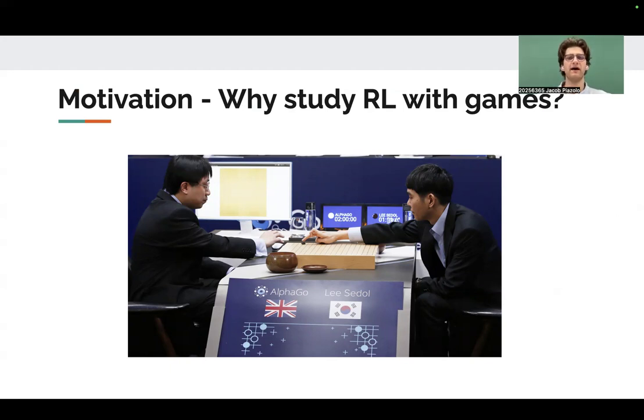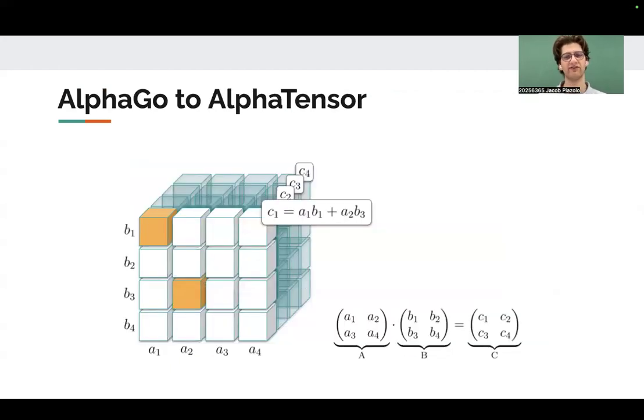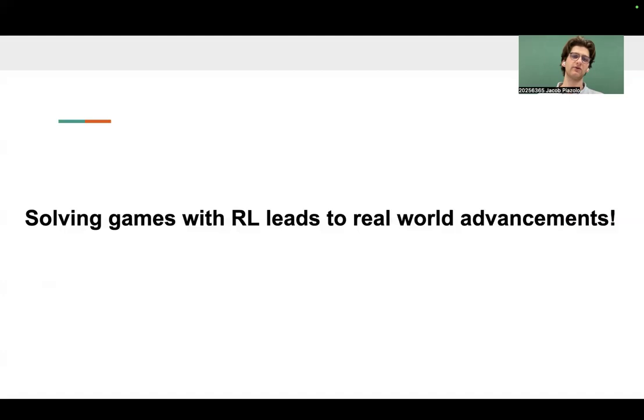The origin of Google DeepMind lies in playing games. They trained AlphaGo to play Go, which then beat Lee Sedol in 2016. They used this research to build AlphaTensor, which found a new way for matrix multiplication. And this is now used in Google data centers to be 1% more efficient, which saves billions of dollars every year. So playing games, or solving games with reinforcement learning, leads to real world advancements.